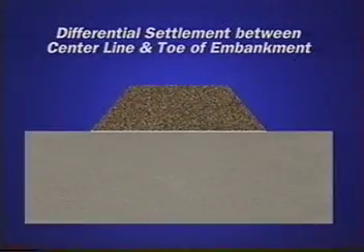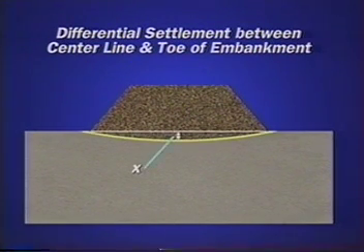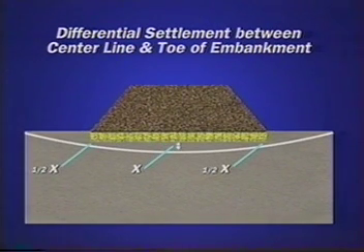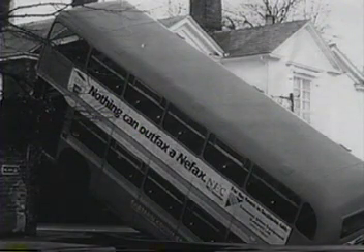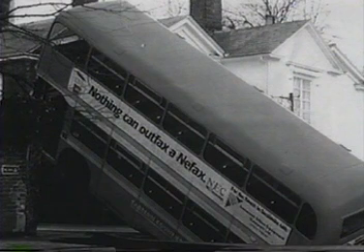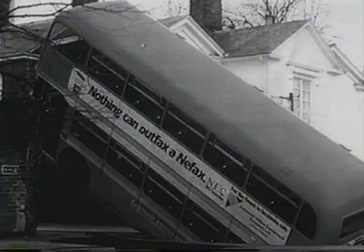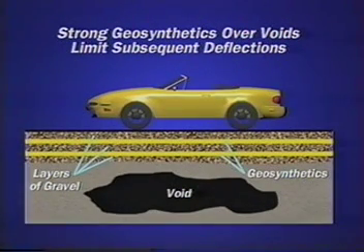Neither a geotextile nor mattress basal reinforcement will reduce the amount of foundation settlement. However, the basal mattress can reduce the degree of differential settlement between the toe and center line of the embankment. Settlement may be reduced even further by constructing the embankment on piles used in combination with basal reinforcement. Without reinforcement, sudden and dramatic settlement may result from collapse of subterranean voids, such as mine workings or limestone caverns. In such cases, strong geosynthetics previously placed over the void may limit subsequent deflections.